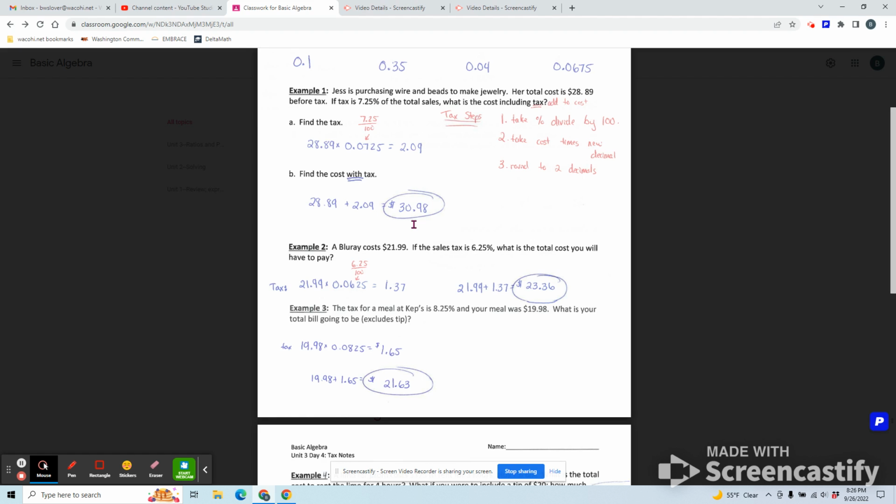So if something cost $28.89, and that's before tax, with tax, it should not be, say, $100. Because that means you're spending more on taxes than you are on the actual product. And that's not what happens. That's not how taxing works. That means you did something wrong. So make sure your answers are reasonable.